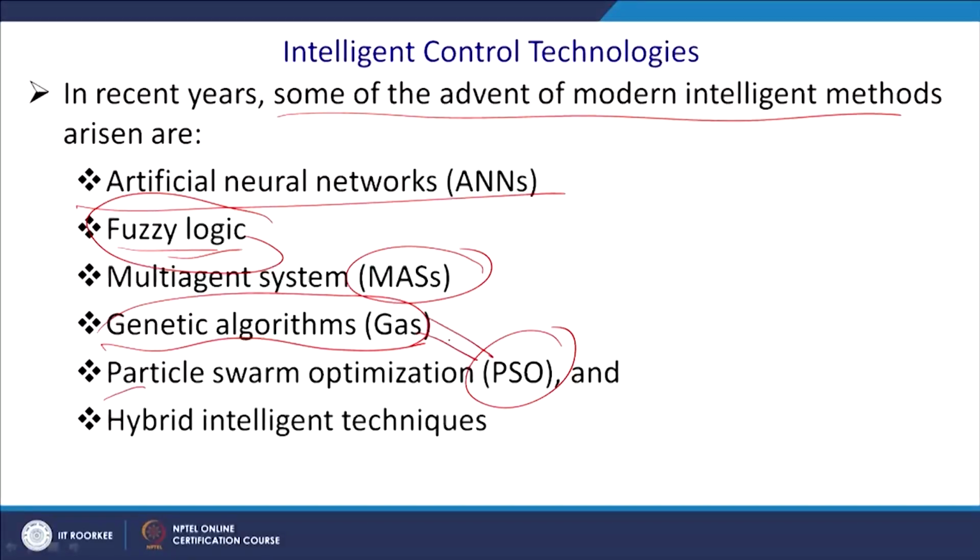But this too has a convergence problem, and for this reason a hybrid intelligence technique is used, where you have a normal gradient based optimization technique, then you couple it with the genetic and the particle swarm and other optimization techniques to get better results. So, that is the hybrid intelligent techniques.